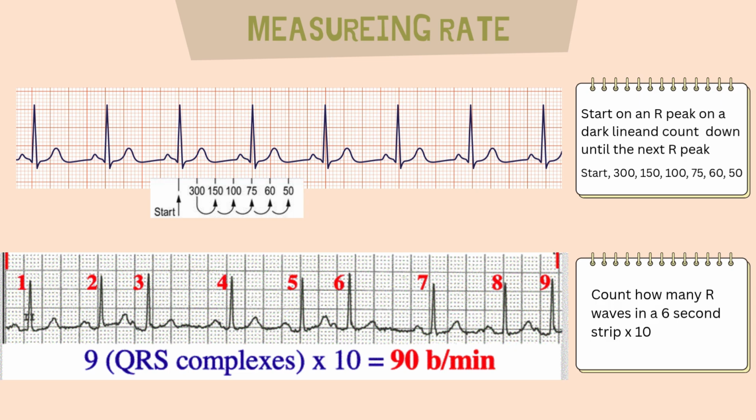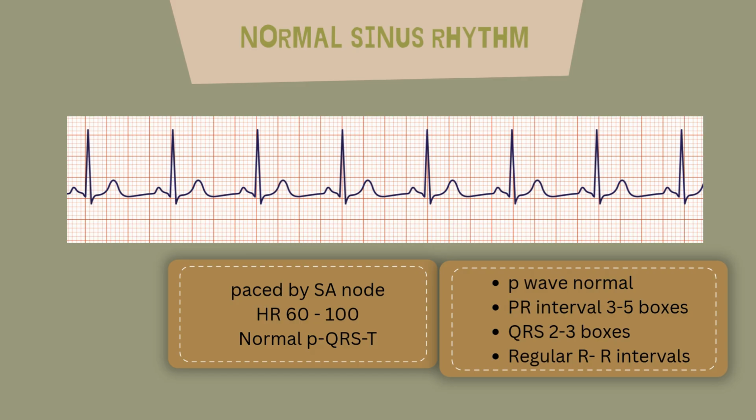So either we have a 6-second strip, so we count all the R waves in the 6-second strip and multiply that by 10. If we have a 10-second strip, we count all the R waves and multiply by 6. So for example, this is a 6-second strip. 1, 2, 3, 4, 5, 6, 7, 8, 9. Multiply by 10, 90. So we can get a decent estimate of the heart rate. It's not exact, but it's good enough when the pacing is wonky and unpredictable. All right, now that we know all these fun things, graphs, heart rates, let's get into actually learning rhythms.